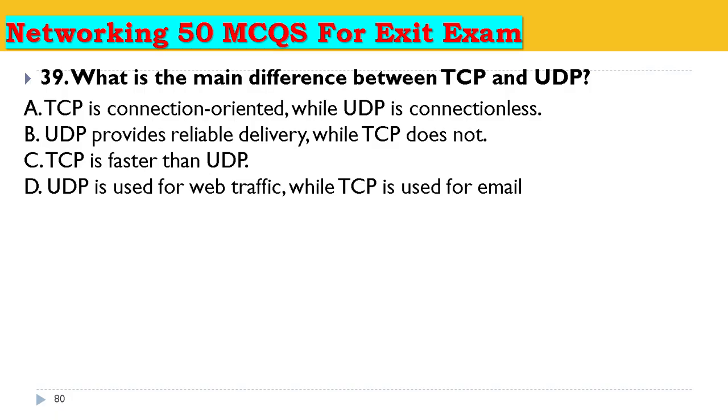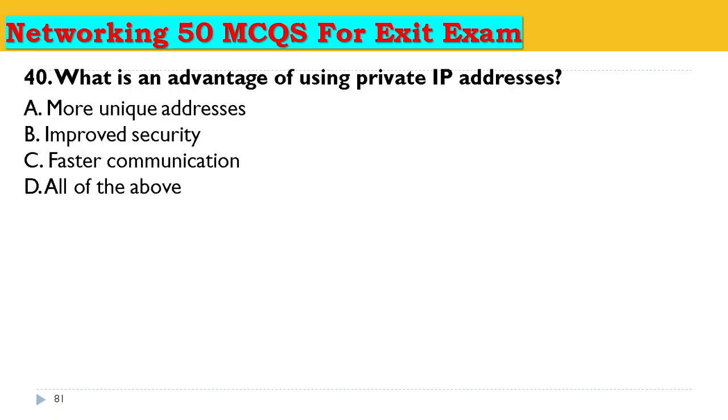39. What is the main difference between TCP and UDP? Among the transport layer protocols, TCP is connection oriented, while UDP is connectionless or unreliable. So A is the difference between them.